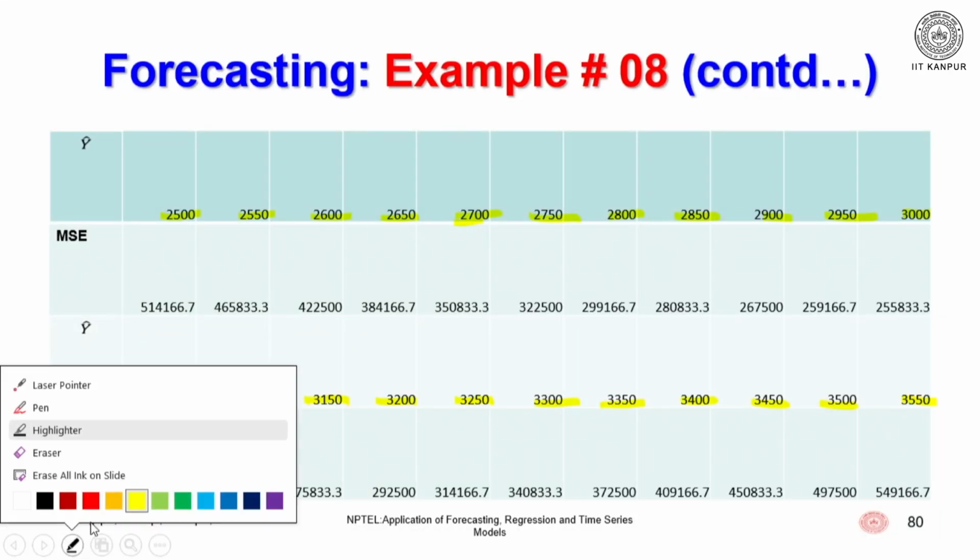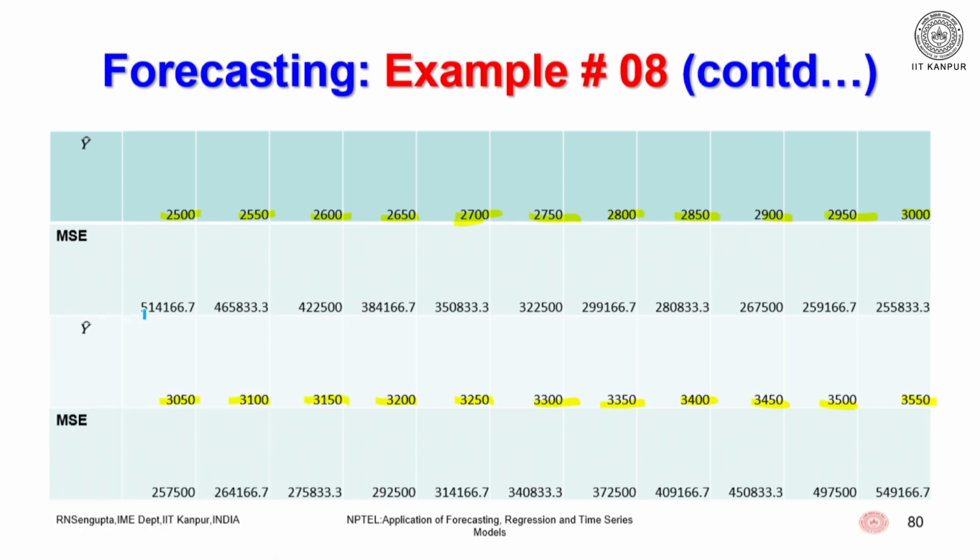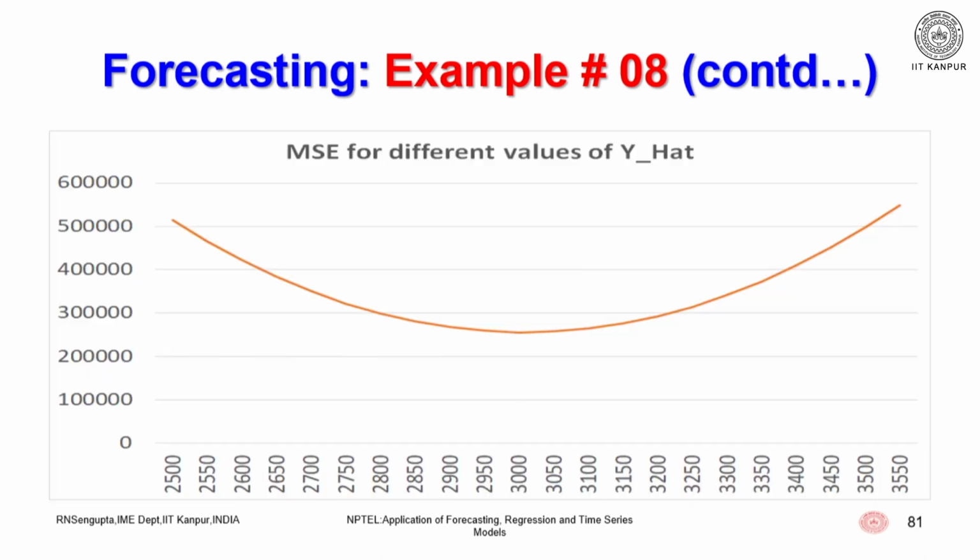The MSE values for them are as follows. For 2500 as y hat, the mean square error value is 514166.7, and for 2550 it is 465833.8, and correspondingly the second row gives all the MSE values for y hat values from 2500 to 3000. Similarly, the last row gives us all the MSE values, starting from 257500 till the value of 549166.7, for all the values of y hat from 3050 to 3500. Why I do that is this: I plot them.